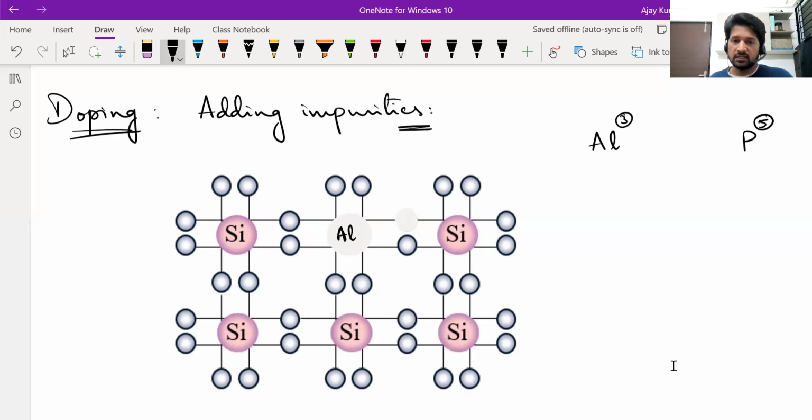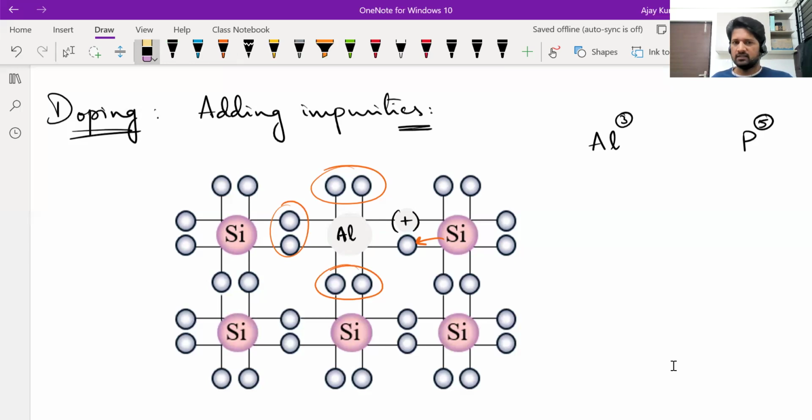If you replace one of these silicon atoms with aluminium, aluminium has only 3 valence electrons, so it can bond with 3 surrounding silicon atoms. You can see the 3 bonds here, 1, 2, 3. The fourth bond on the other side, silicon has contributed its electron, but aluminium does not have an electron to contribute. So that bond is lacking something. Automatically a hole is created. A vacancy is created for an electron.